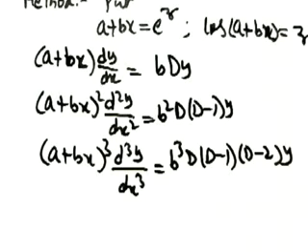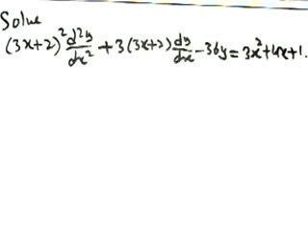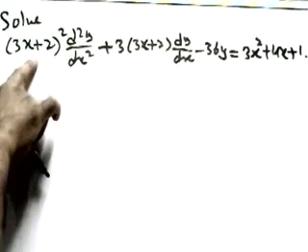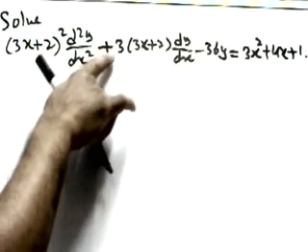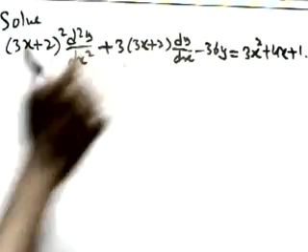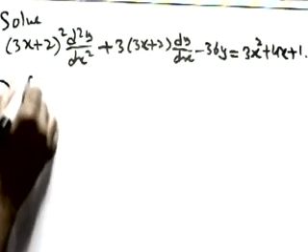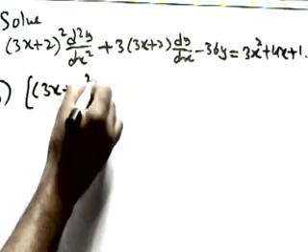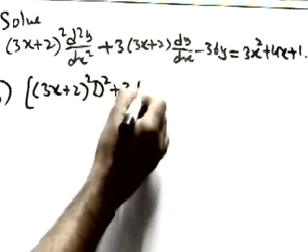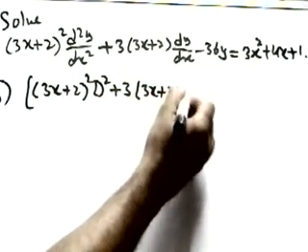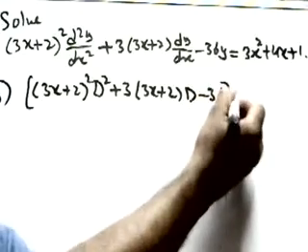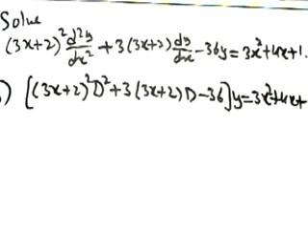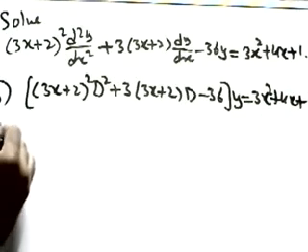Let me do one question based on these formulas. Now you see, let me start this question. Here we have a coefficient with x: (3x plus 2) whole square d square y by dx square plus 3 into (3x plus 2) dy by dx minus 36y equals 3x square plus 4x plus 1. Let me show this in capital D form: (3x plus 2) square D square plus 3 into (3x plus 2) into D minus 36, into y, equals 3x square plus 4x plus 1.